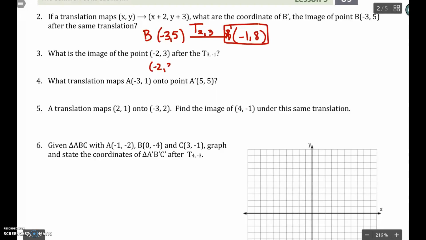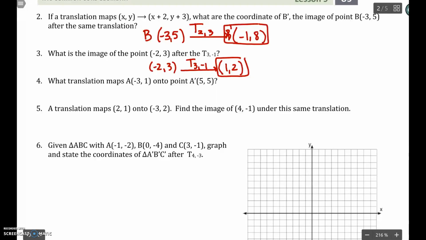Okay, same idea here. We're taking negative 2, 3, and we are translating it, and we're going to put on top of the arrow the translation we're doing, which just means we're adding. Negative 2 plus 3 is 1, 3 plus negative 1 is 2. And that gives you your image.